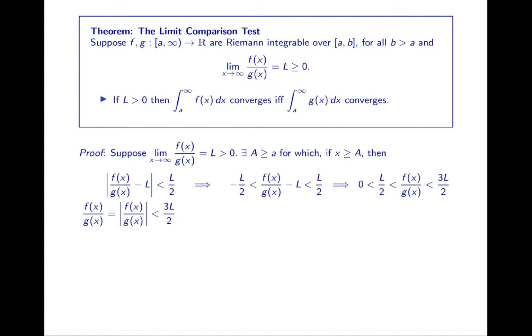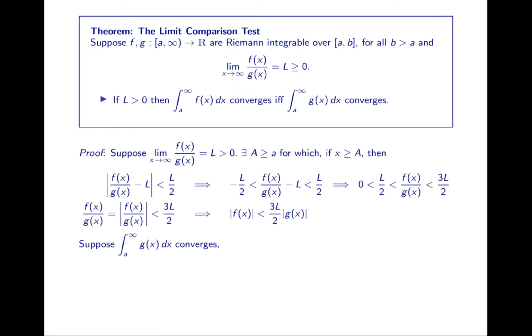So f divided by g and the absolute value of f divided by g is the same. Now, it could be that f and g are both positive. It could be that f and g are both negative, but their quotient is positive. So that means I can bound the absolute value of f by a scaling of the absolute value of g for every x past big A.